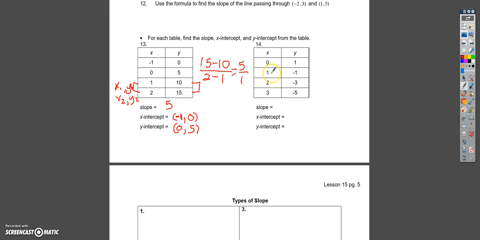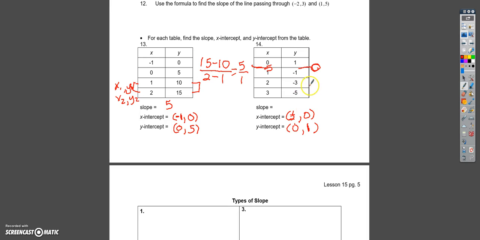Alright, so here, again, x-intercept, y-intercept. We have our 0, 1, so there's our y-intercept. But where's y0? Halfway between here, y is 0. So halfway between here would be 0.5 or 1/2.